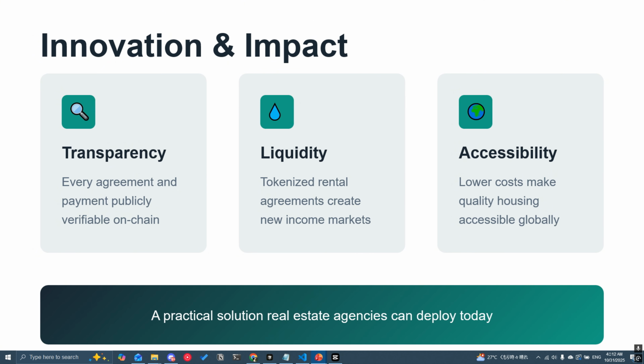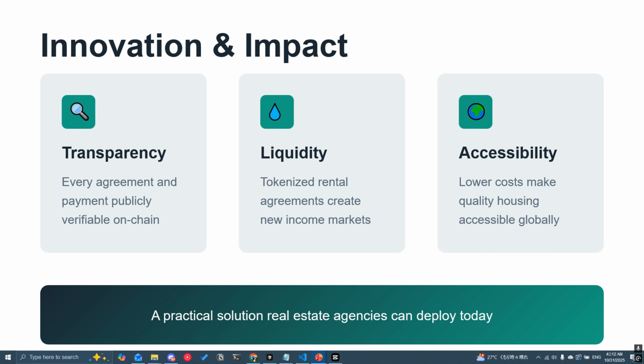For the innovation part, RentChain brings meaningful innovation to three of the focus areas. One is transparency. Every rental agreement, payment, and escrow transaction is publicly verifiable on chain and is immutable. The second one is liquidity. Rental agreements could become tokenized assets, creating secondary markets for rental income streams. And the third one is accessibility. By removing the middle person and reducing costs, we make quality rental housing more accessible globally.